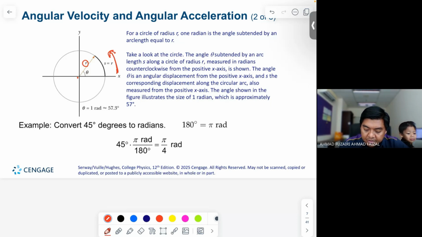The circumference, or what we call the radius r, started from the positive x-axis, is equivalent to positive, or it is counterclockwise. Okay, it's counterclockwise going to the y-axis.